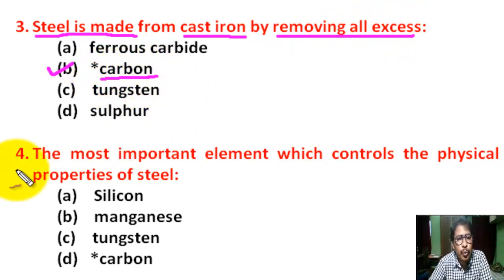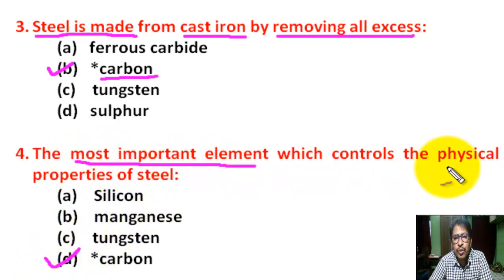Okay. Question number 4. The most important element which controls the physical properties of steel. There are 4 options. Correct answer is D. Most important element which controls physical properties of steel is carbon.